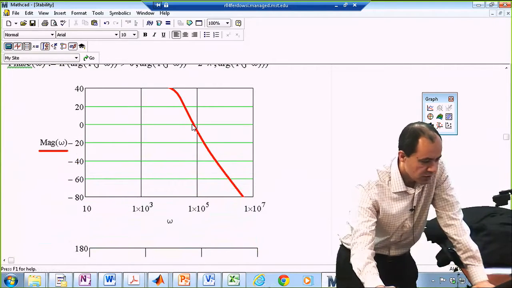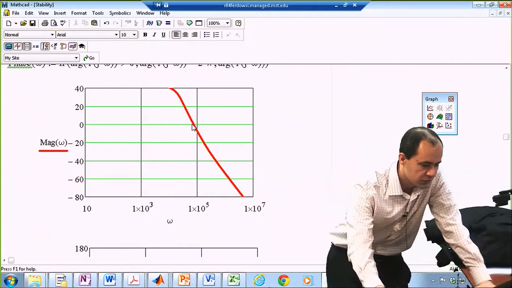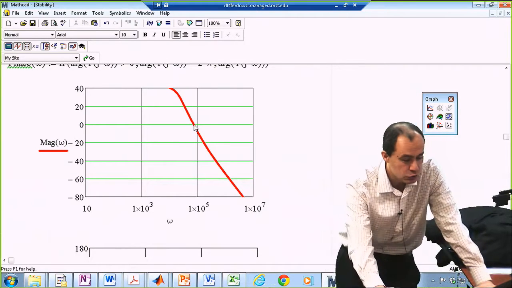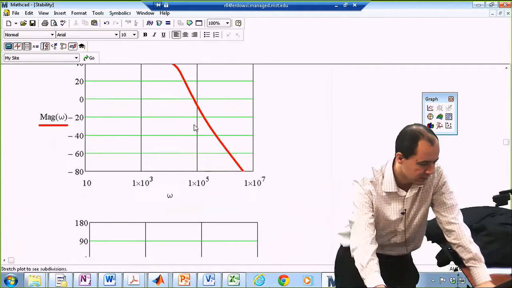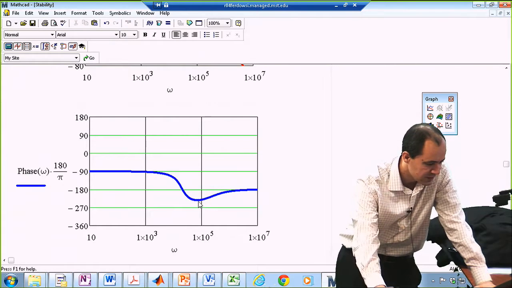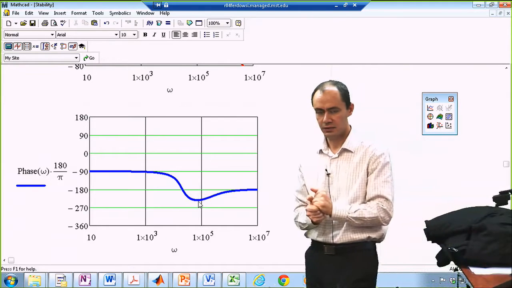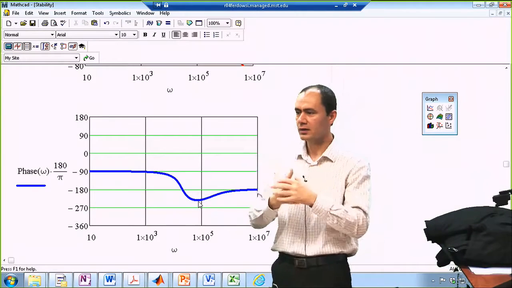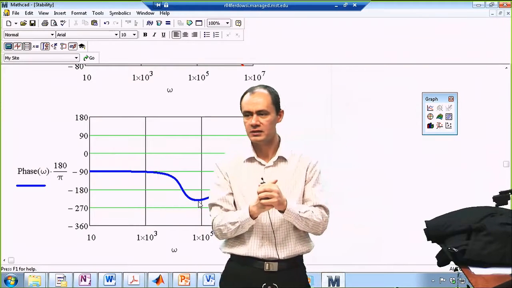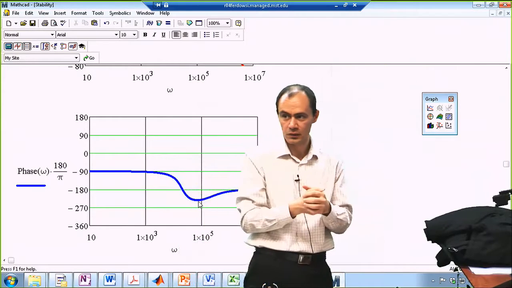So your bandwidth is higher. You expect your system to be even faster. So your crossover frequency is now getting again close to 100,000 radians per second. But now, around 100,000 radians per second, you can see your phase is below negative 180 degrees. So even if you add that 180 degrees that you need to calculate phase margin, your phase margin is negative. That means your system is unstable.